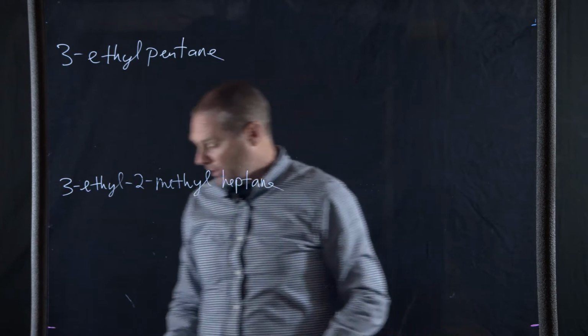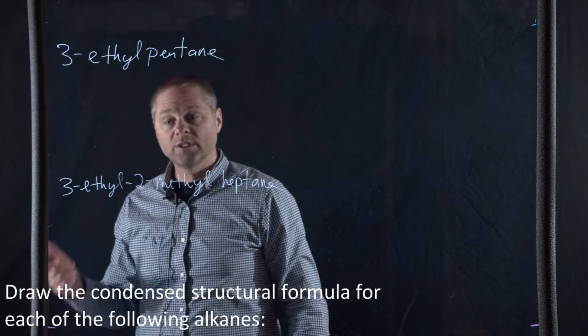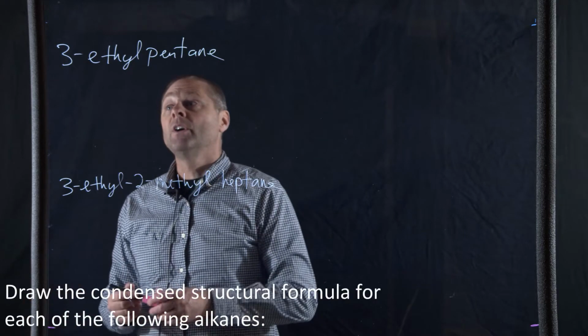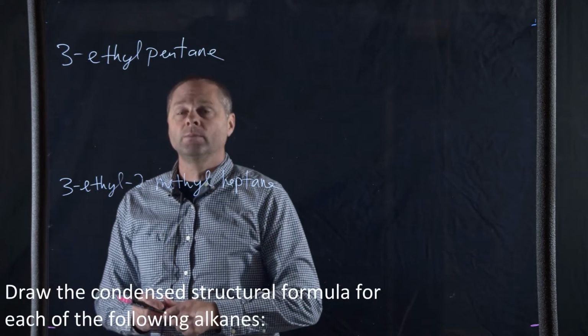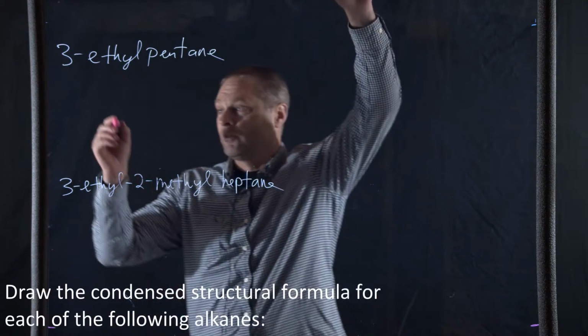Now for this question, what it asks for is to draw the condensed structural formula as well as the skeletal formula for the following. So here we have 3-ethyl pentane. So pentane means we have 5 carbons, so I'm going to draw the 5 carbons out.